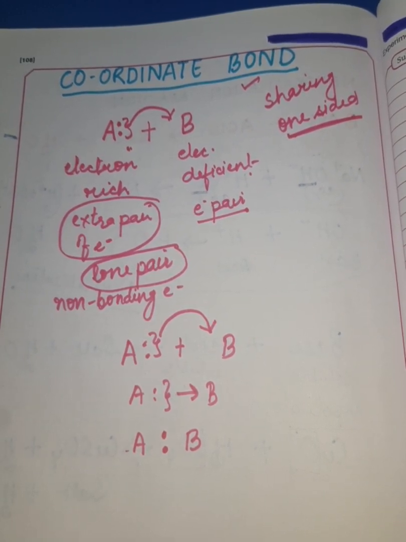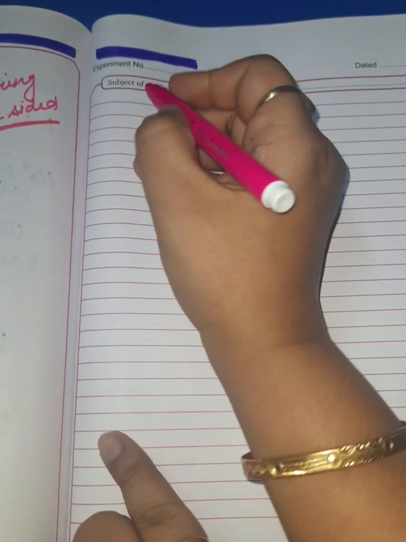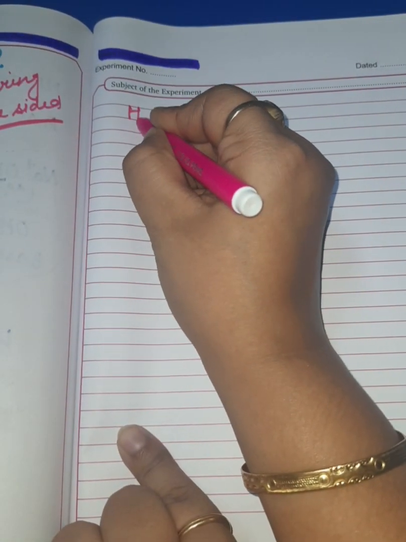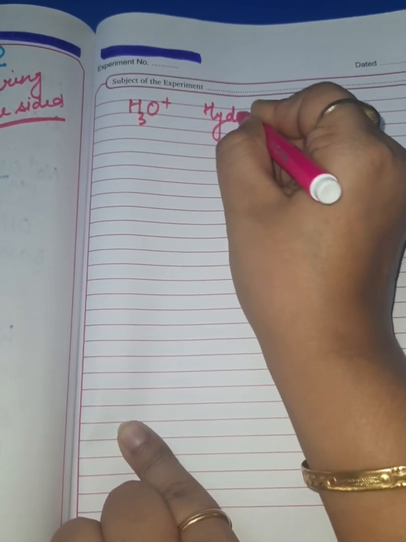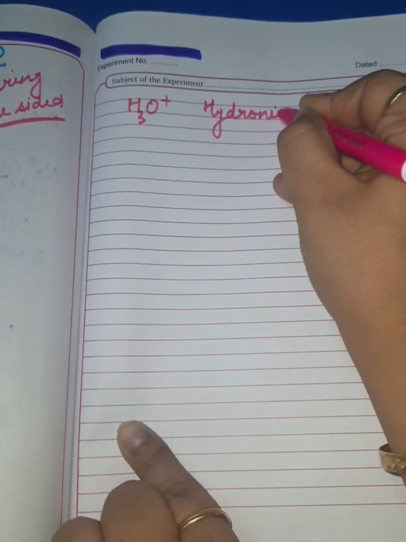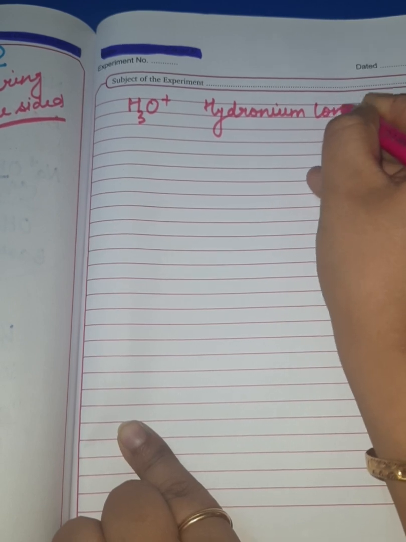Now we are going to see the formation of two ions as examples of coordinate bond. The one ion is hydronium ion. Hydronium ion is written as H3O plus. Now let us see how hydronium ion is being formed.